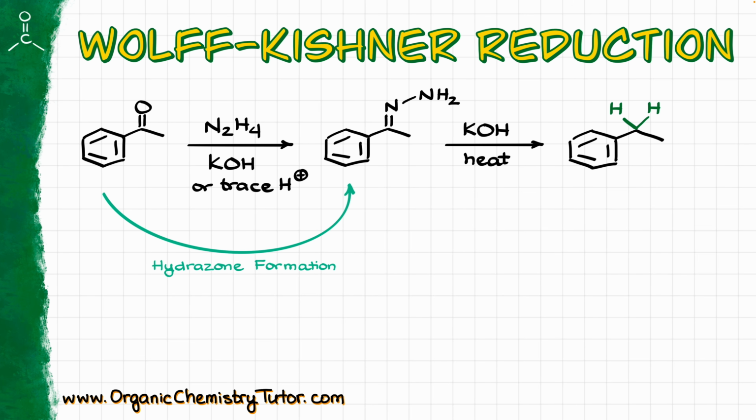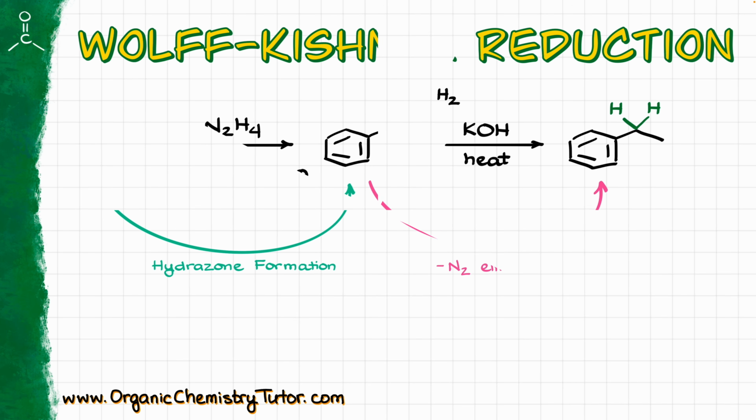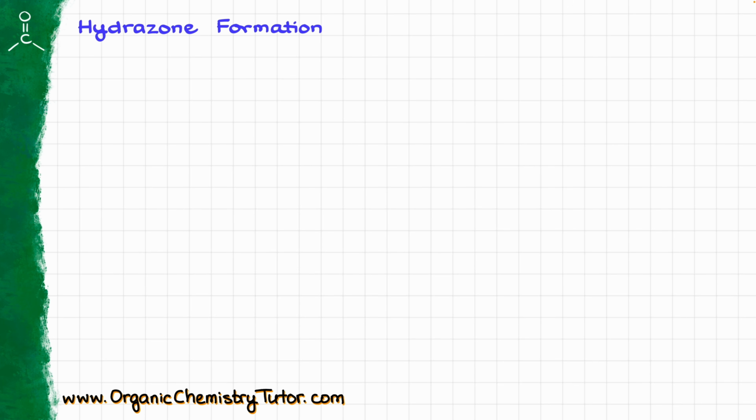In the first phase we are going to form the hydrazone intermediate, and then in the second phase we are going to eliminate the nitrogen, giving us the final product. So let's talk about each of those two steps in our reaction in more detail. And I want to start naturally with the hydrazone formation. This reaction can be done both in basic and acidic conditions, so let's talk about the acidic conditions first.